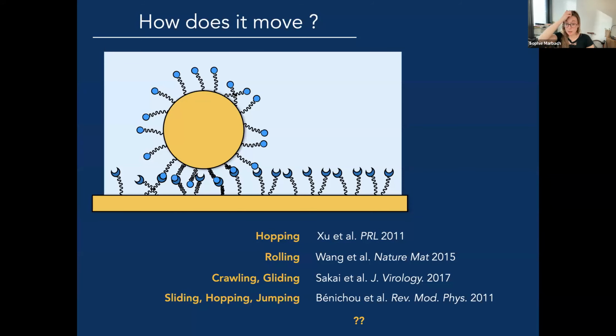When you read the literature, there's a variety of names and ways people have interpreted how such particles move. And of course, it's different from one particle to another. So there's a zoo of things they can do. They can hop, they can roll. For example, the white blood cells, some people say the viruses crawl or glide. Some say they slide, they hop, they jump. They can do lots of things. So we wanted to understand a bit more what our particles were doing, and also quantify what those words meant in our context.